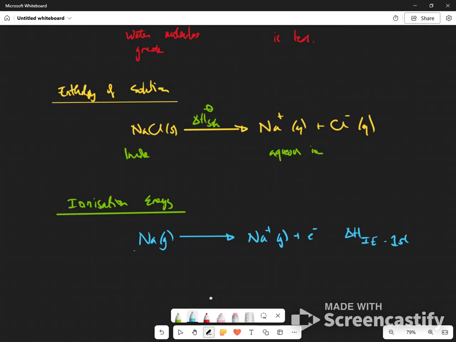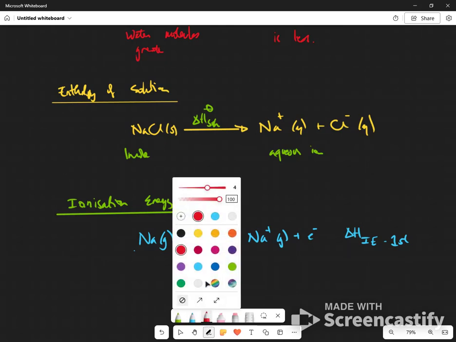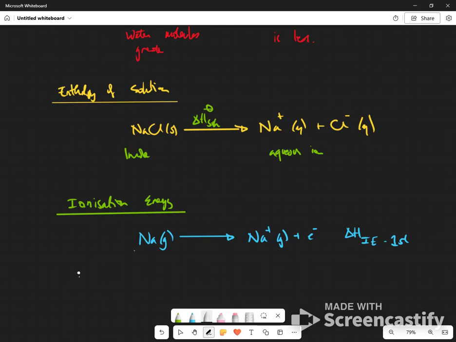And the last one before we start doing it, let's have a look at one called electron affinity. You have to know about this ionization as well. So this ionization is, let me push this up.